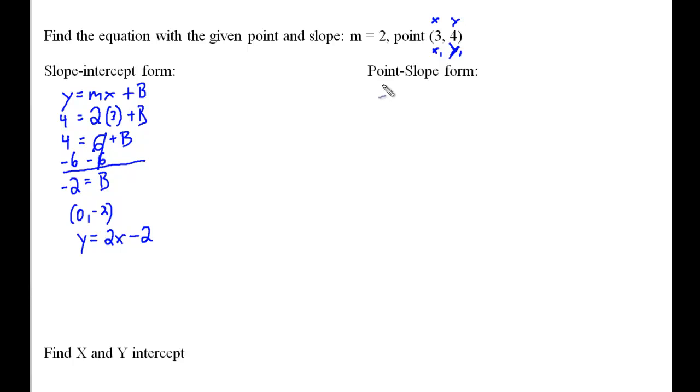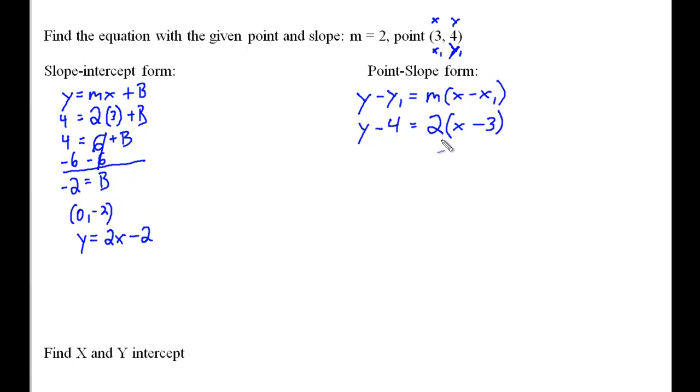Now let's take a look at the point slope form and see how that's different. The point slope form is y minus y sub 1 is equal to m times the quantity of x minus x sub 1. Now let's plug in what we know. We know the slope is 2, and we know that our point is 3, 4. So we're going to put our 4 here. Notice that this is minus 4, so even though this is a positive 4, it gets subtracted. And over here the same thing. This is x minus 3.